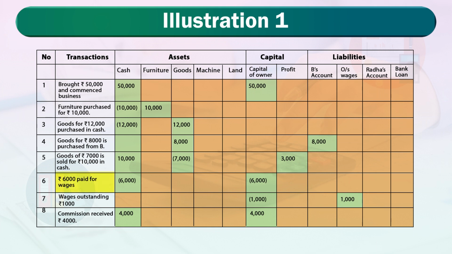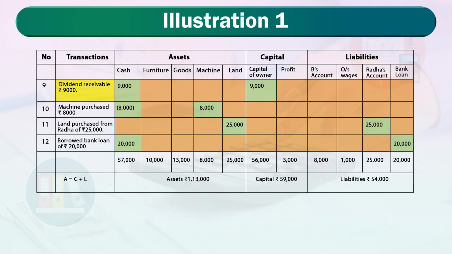Next transaction is 6,000 paid for the wages. So, as we have paid for the wages, 6,000 is deducted from the cash column and 6,000 is also deducted from the capital column. Then wages outstanding rupees 1,000. So, again 1,000 of wages is our expense. So, we have deducted 1,000 from the capital column and we have added 1,000 rupees in the outstanding wages column, that is liability. Next is commission received rupees 4,000. So, 4,000 is added in the cash column and 4,000 is also added in the capital column.